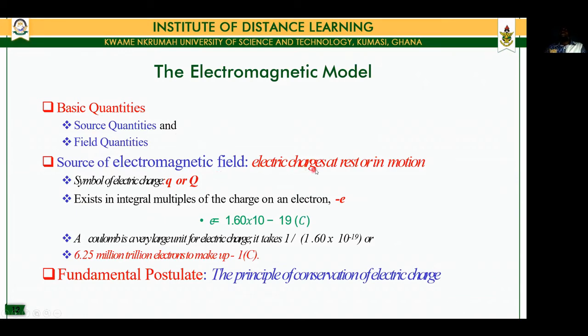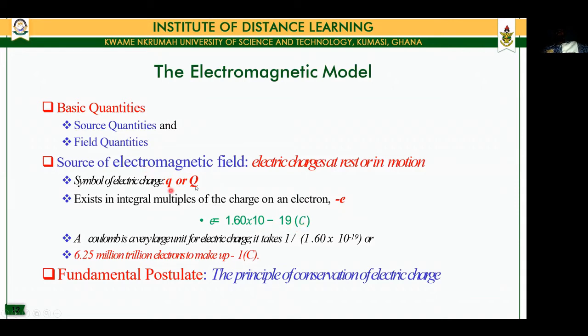And these are either electric charges at rest or in motion. And I have repeated this several times that the source of the electromagnetic field is the electric charge. And therefore, the symbol of the charge is either q or upper Q. And the charge exists in integral multiples of the charge on an electron, which is minus e. So the electron charge is 1.6 times 10 to the power minus 19 coulombs.